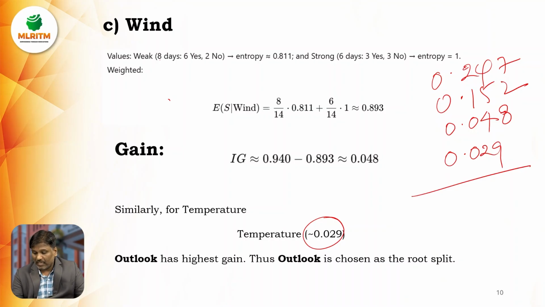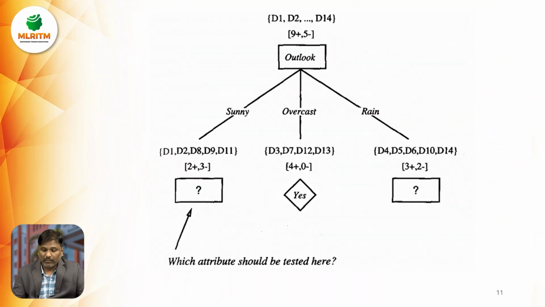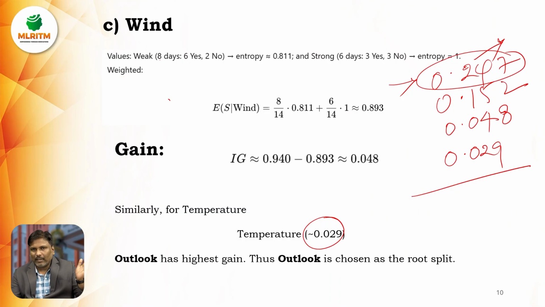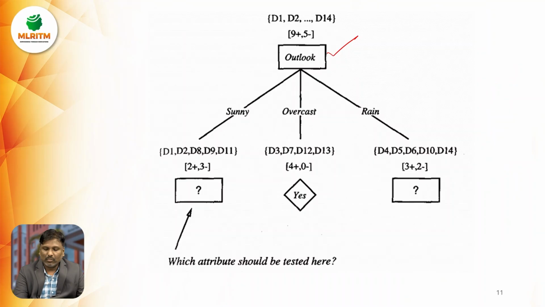After comparison, this particular outlook attribute's information gain is high. So for that, I treat this as my root. Now I note down the outlook as my root node. Is it clear? We have to find out all attributes' gain. Which attribute has the highest gain? That attribute can be represented or treated as the root node.